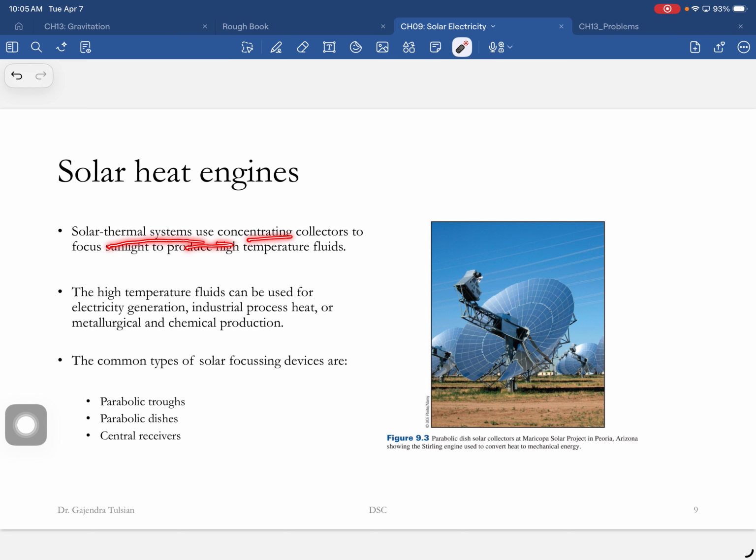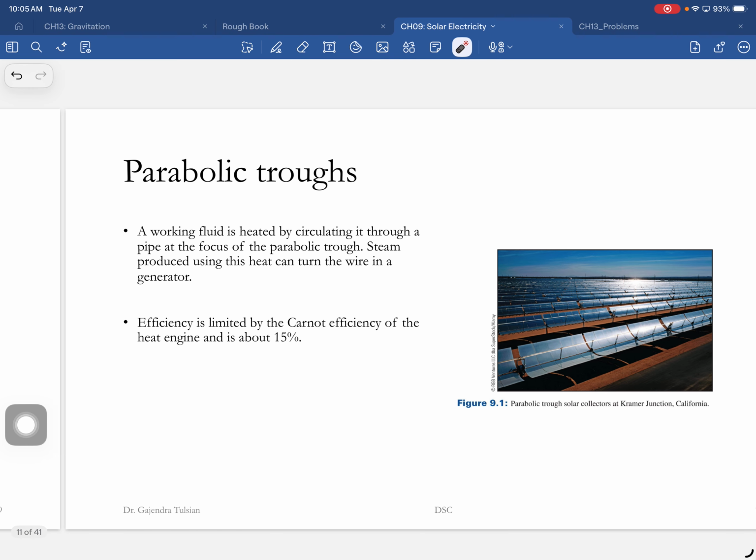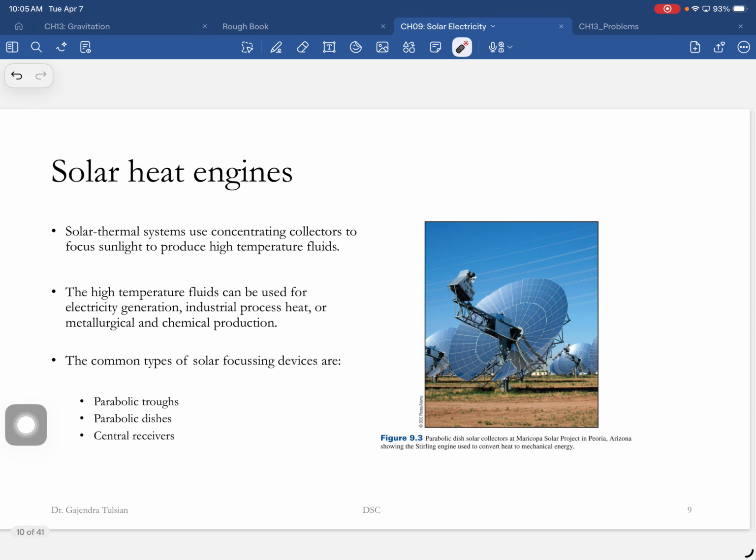So this is in California. Working fluid is heated by circulating it through a pipe at the focus of the parabolic trough. Steam produced using this heat can turn the wire in a generator. So efficiency is limited to about 15% for these cases. What does that mean? Only 15% of the heat collected is turned into electricity.